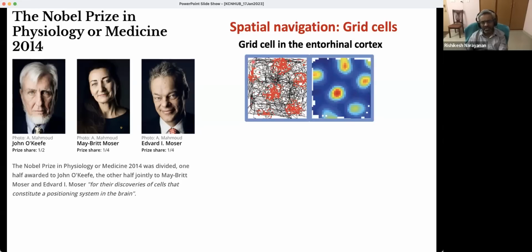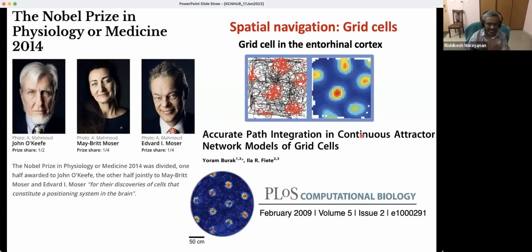So this is an arena that is present over here. The black lines are an animal running around in this arena, and the red dots are spikes that are recorded from a single medial entorhinal cortical cell. If you now take the firing rate of this cell and plot it, you see that it forms this hexagonal or triangular pattern, which is why these cells are called grid cells, basically.